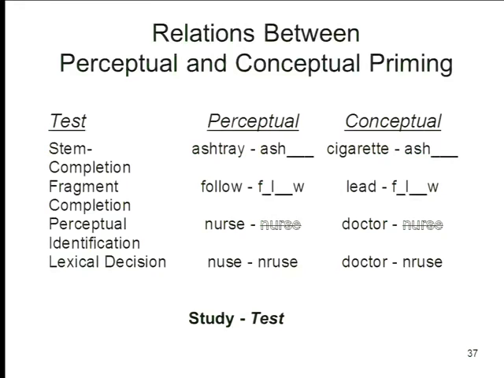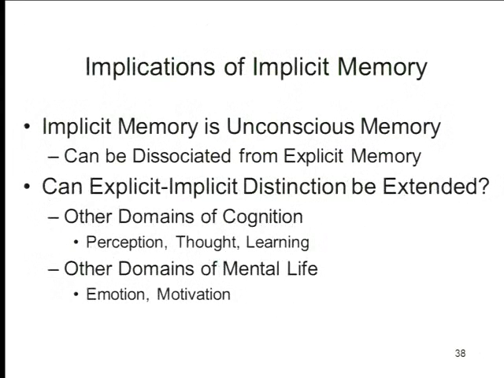We'll go all the way down here. I won't go through all of them. You'll see some examples of this in a couple of moments. Okay, so just to draw that to a close, the implication of all of this is that implicit memory is unconscious memory. It's memory of a past experience that influences the person's current experience, thought, and action in the absence of conscious recollection.